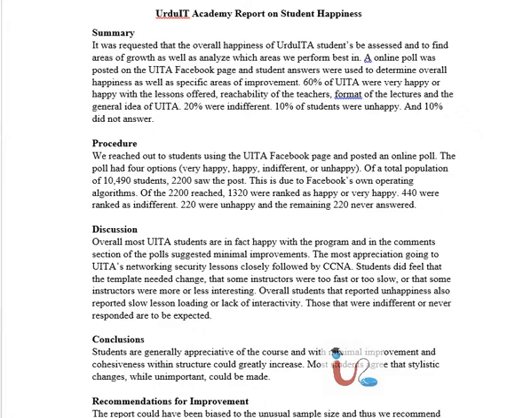That's literally just step by step. Here's what I did. Here's my numbers. Here's how I got my numbers. The discussion explains what the numbers mean. So here I'm saying most students think that we're doing a good job. Some students think we could improve. This is what the students who liked us said. This is what the students who didn't like us said.